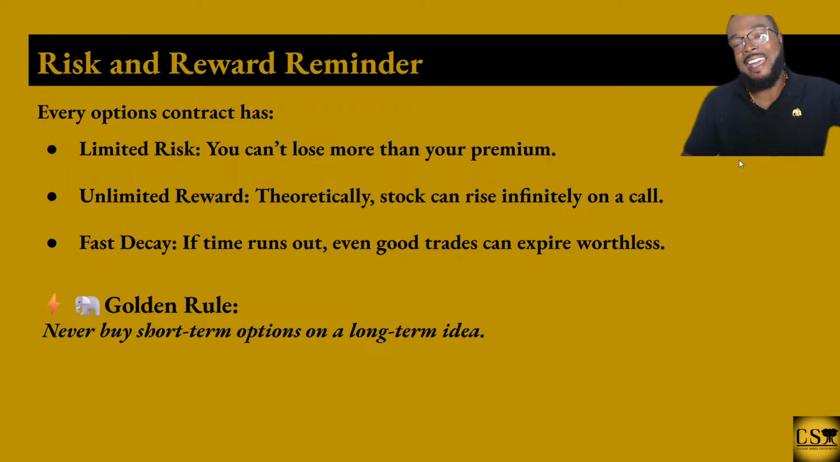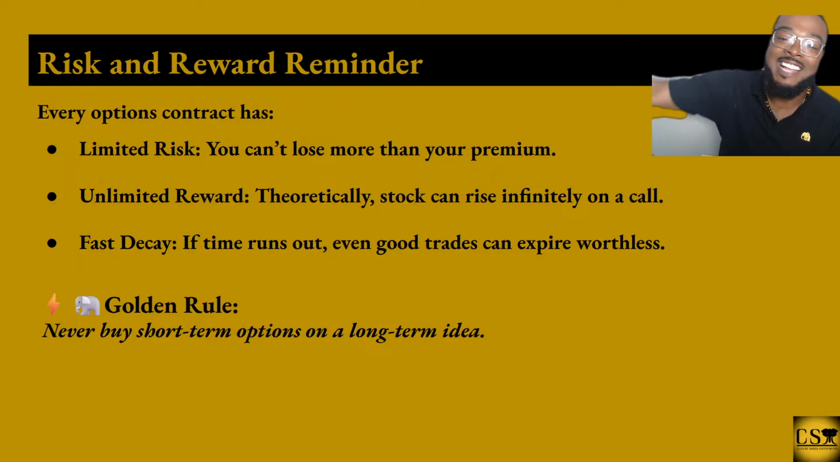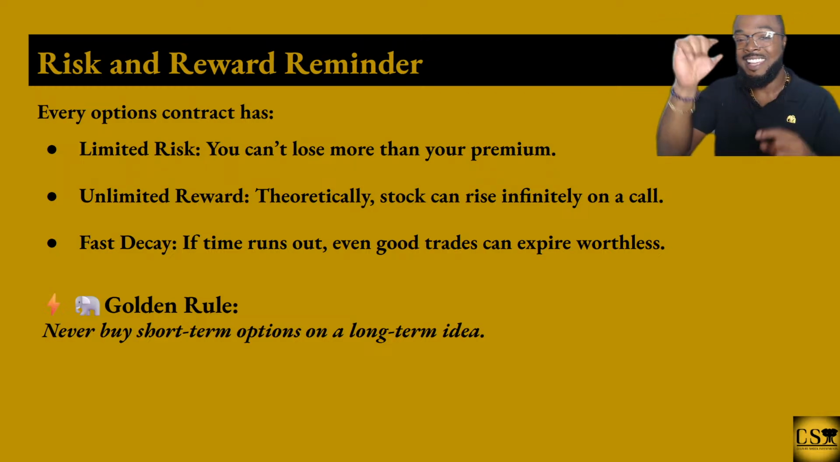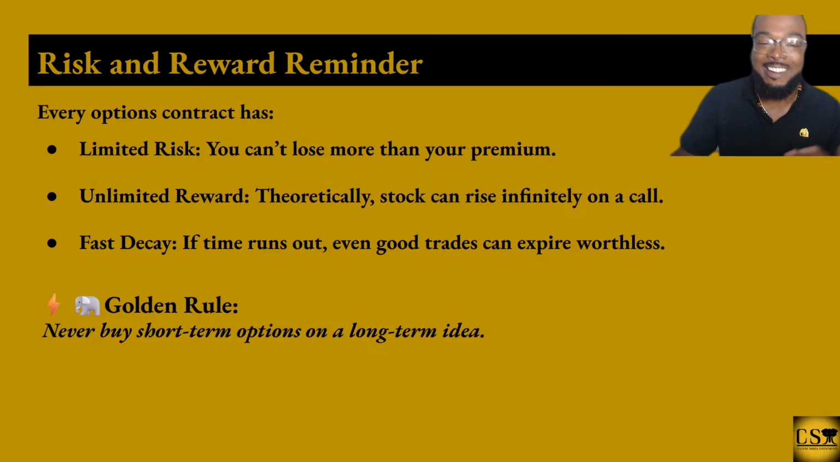But on the upside, it's unlimited reward. Because if Apple goes from $100, let's say, up to $1,000, your option contract will continue to go up in value. It won't stop. It will just keep going based on what the delta is telling it and all the Greeks in the market, what they are saying, okay? So unlimited gain potential, limited loss potential, which is why people love options.